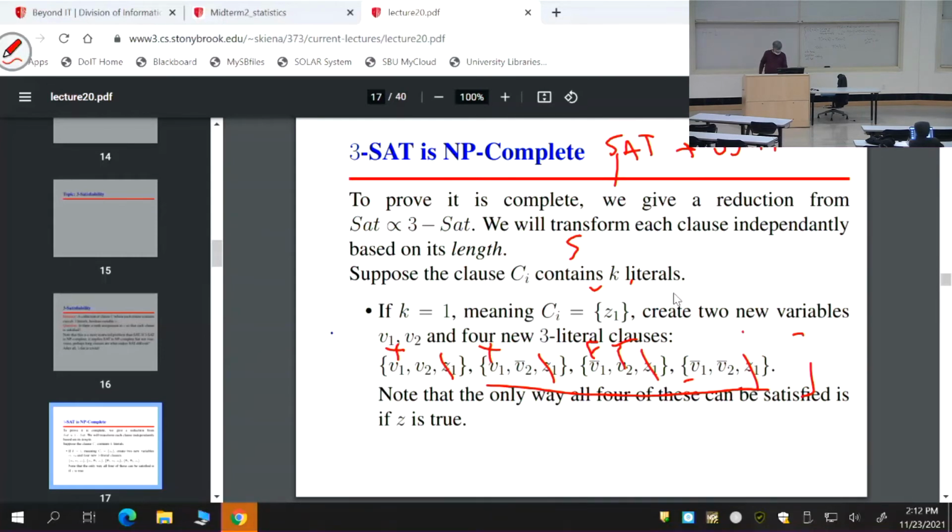But what happens? Now I'm out of luck. Did you see that? By setting my V1s and V2s, I can make 3 of these things true, but I can't make all 4 of them true. These 4 clauses on 3 variables are logically equivalent to that 1 clause on 1 variable. Does everybody agree with that? I'm trying to do a translation. That's all I'm trying to do. What about the next one?